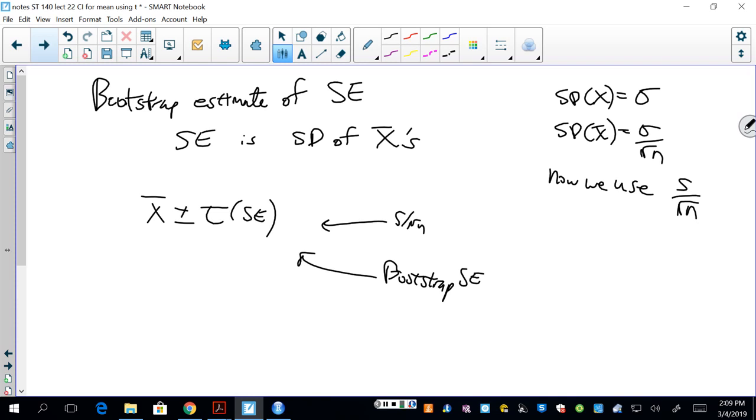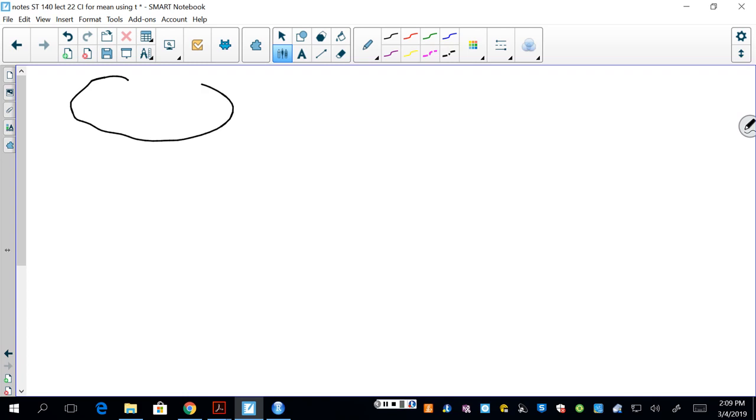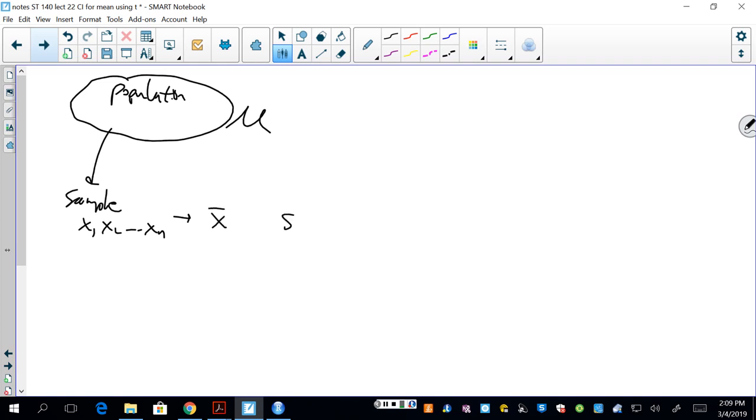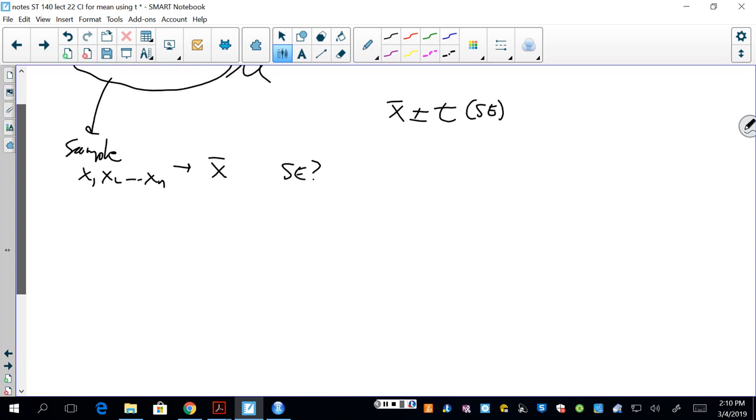So the bootstrap idea is we have our population, and we have mu. And we're going to take one sample and get our data x1, x2, up to xn, and we're going to compute x bar. But we wonder, what is the standard error to use in this formula, x bar plus or minus t times the standard error. And the bootstrap takes these data and then generates a large number, capital B, of bootstrap samples.